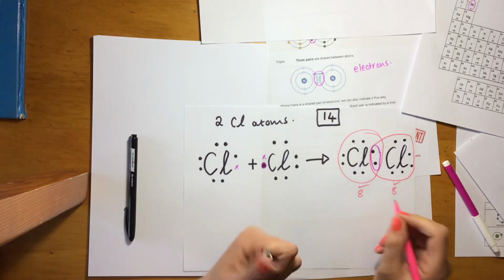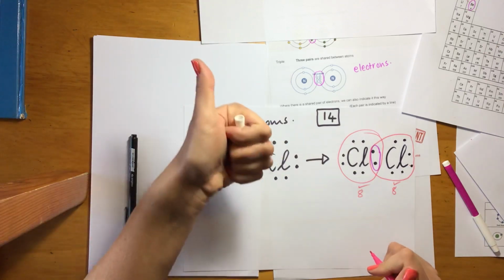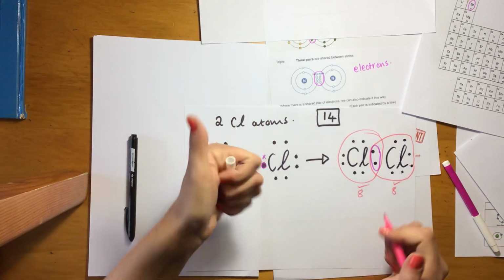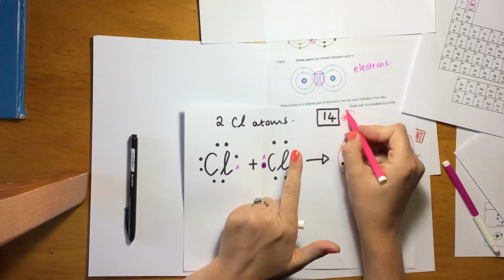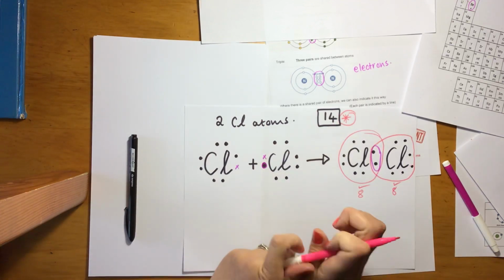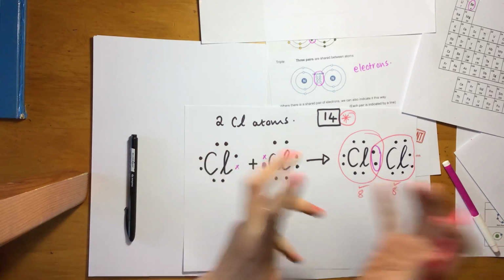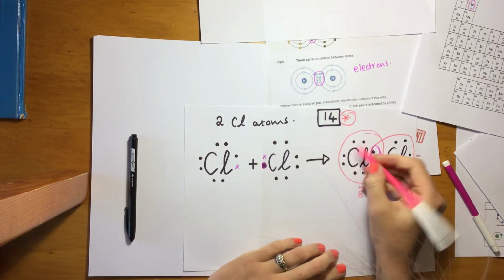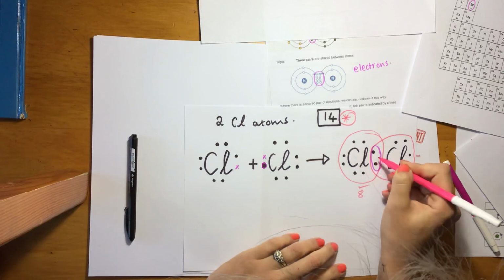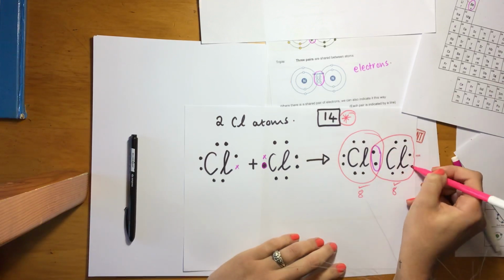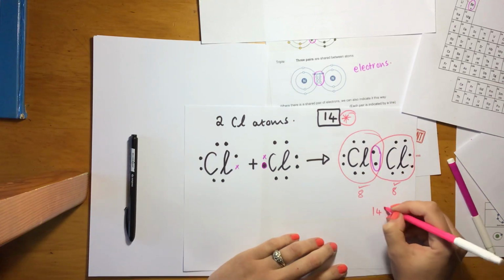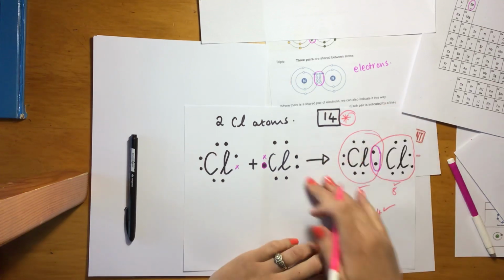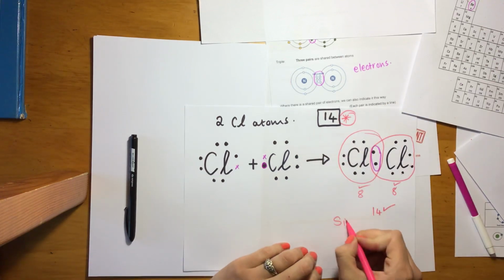So you have to check whether both of them have 8. And the second thing you need to check is that there aren't more than 14 electrons around this bond. So let's count: 1, 2, 3, 4, 5, 6, 7, 8, 9, 10, 11, 12, 13, 14. So this is an example of a single bond.